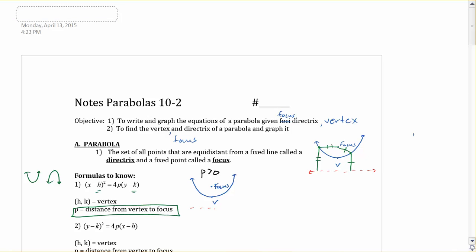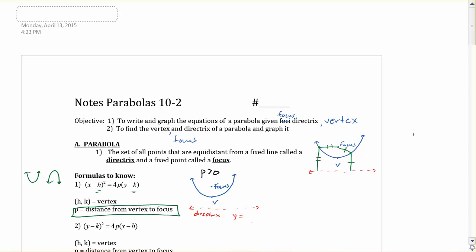And that directrix is equidistant from the vertex as the focus is. Whatever that distance is from the vertex to the focus, it's the same distance from the vertex to the directrix. So here's your directrix. And because this directrix is a horizontal line, it's always going to be named a y equals. And we'll get to how you name those later.